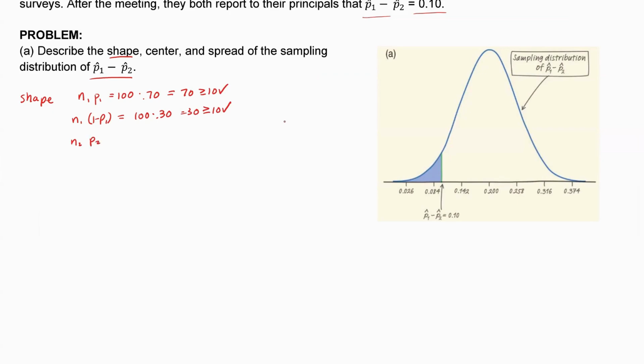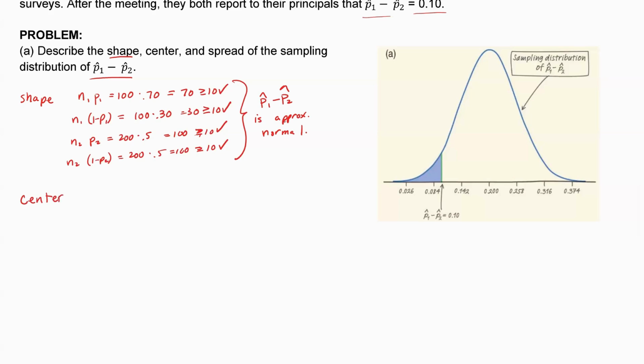n2 p2 is 200 times 0.5, which is 100. And that 100 is greater than or equal to 10. n2 times 1 minus p2 is 200 times 0.5, so again it's 100. And that 100 is still greater than 10. So because both of the sampling distributions of p hats are approximately normal, the distribution of p hat 1 minus p hat 2 is approximately normal. Okay, what about the center?